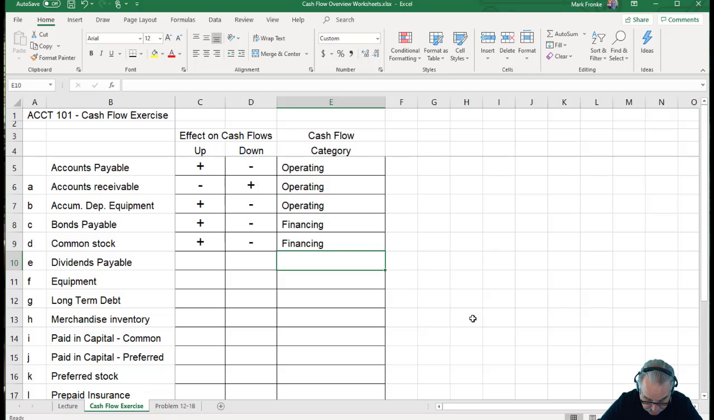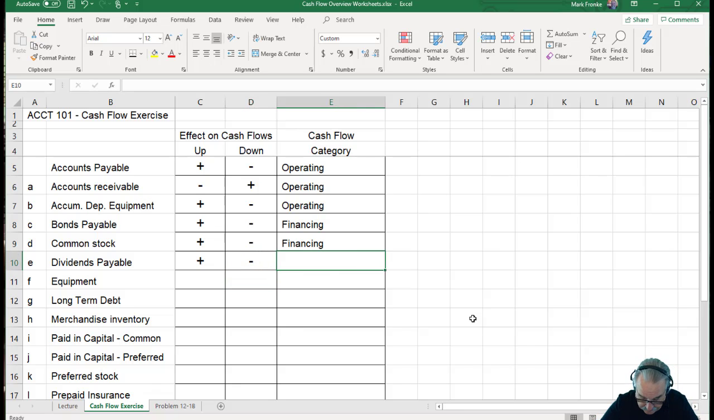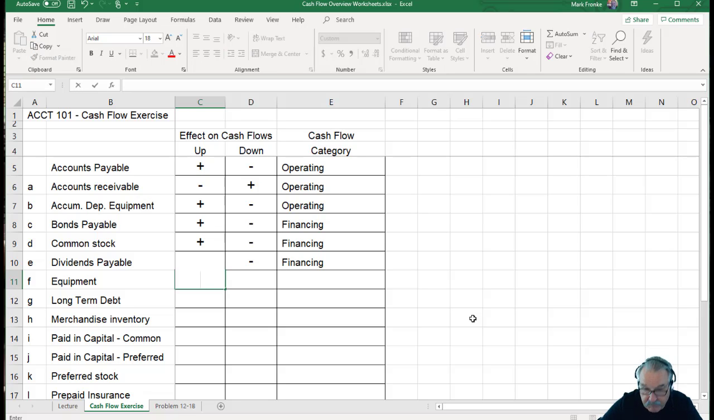Dividends payable, same thing as common stock. If it goes up, that has a positive effect on cash flows. We haven't paid the dividends yet. And if it goes down, it has a negative effect on cash flows, and this is also a financing activity. Equipment. Equipment is an asset. When it goes up, it means that we had a negative effect on cash flows, and of course, if equipment goes down, it has a positive effect on cash flows, and this is going to be an investing activity.